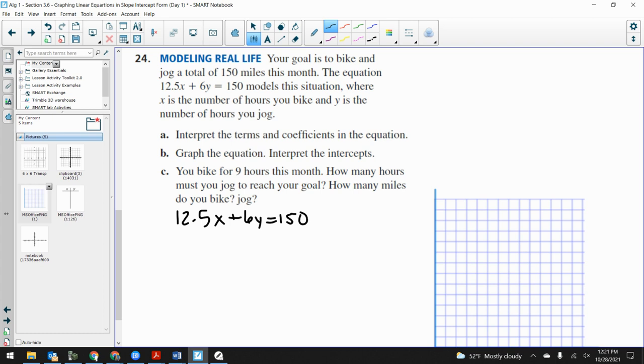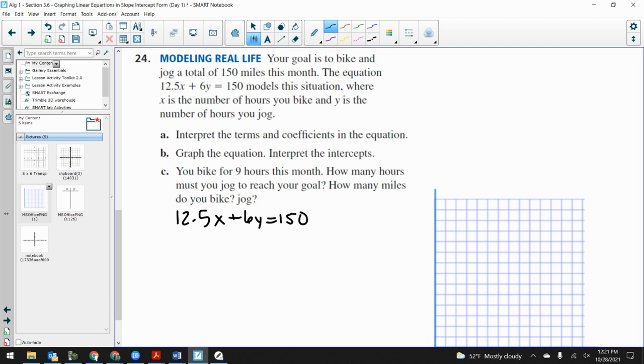Well, the x value represents the number of hours I bike. So that must mean I'm biking 12 and a half miles per hour. The 6y, the y represents the number of hours you jog. So that must mean I am jogging 6 miles per hour. Obviously, I'm going to bike faster than I jog.